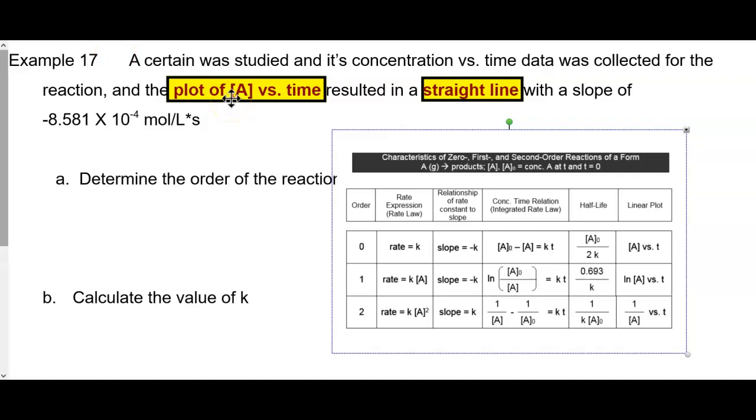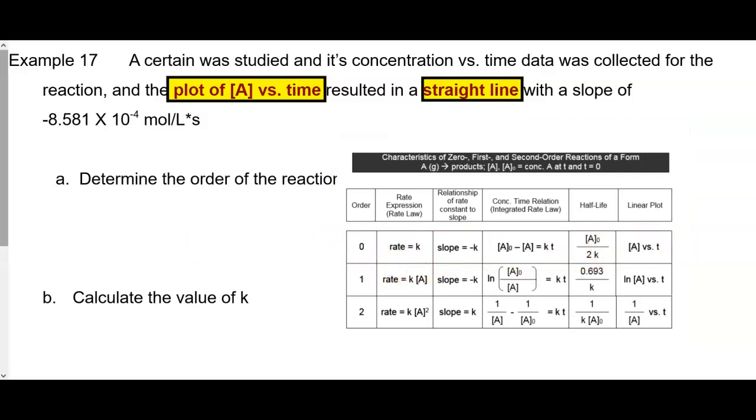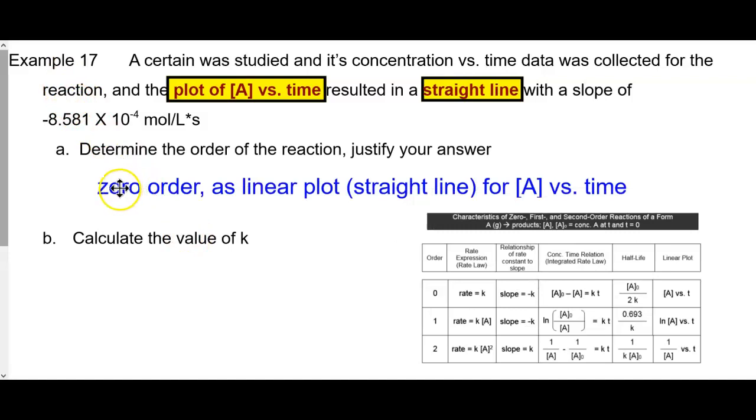The important part here is the plot of concentration versus time is a straight line, and we know that when we plot concentration versus time, a straight line gives us a zero order plot. So it's a zero order reactant. Here's how you would answer that to justify it. Zero order has a linear plot or straight line for concentration versus time.